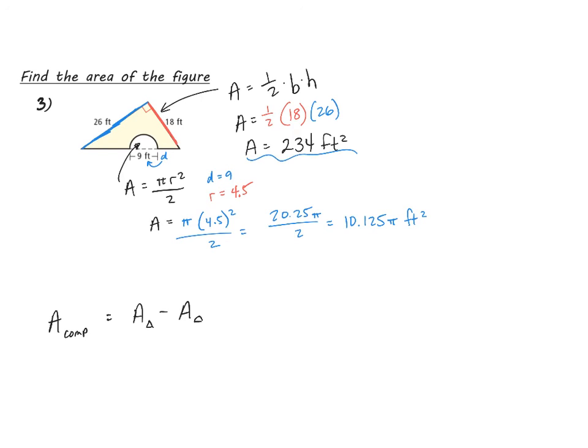All right, so I got the area of my triangle, the area of my semicircle, and my composition is going to be the difference of those two, so subtracting the semicircle from the triangle. The triangle was 234 square feet. Semicircle was 10.125 pi. And I could leave my answer like that. And that works just fine. Or I can multiply by pi down here and get a real decimal answer. But that is good enough for me.